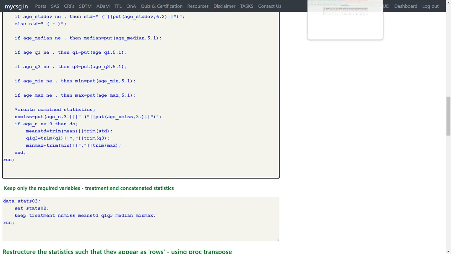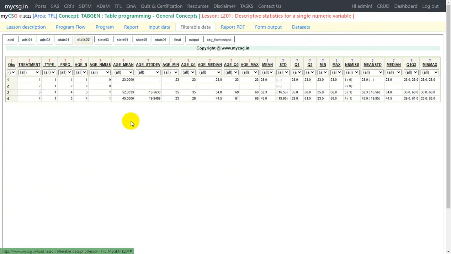Now let us take a look at the stat02 dataset to see how the concatenations were happening. So we have created individual character variables first, and then used those individual character variables as part of the concatenated variable. We have created a variable called n and miss to concatenate both n and missing statistic. We have concatenated mean and standard deviation. For median, no concatenation was needed. For Q1, Q3 we have concatenated those two, and for min and max also we have concatenated those statistics into a single variable.